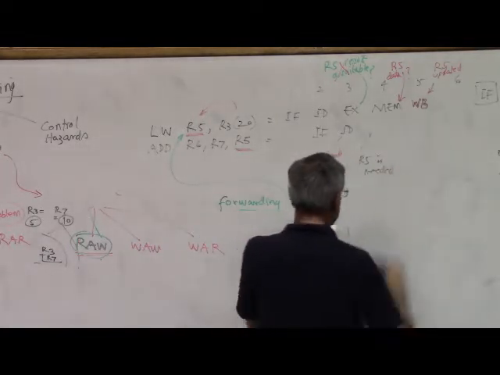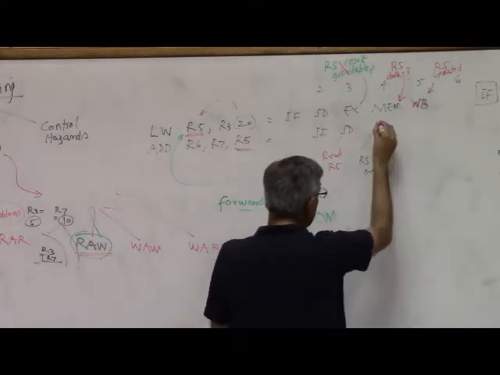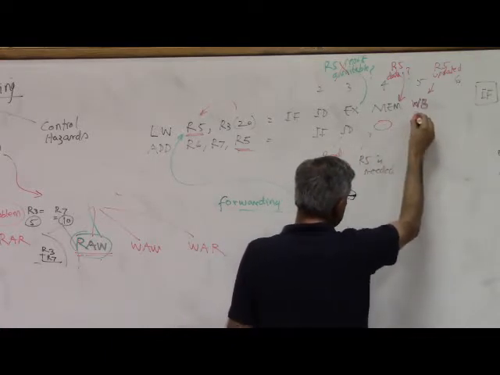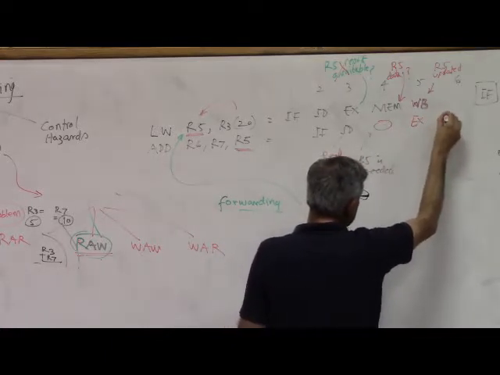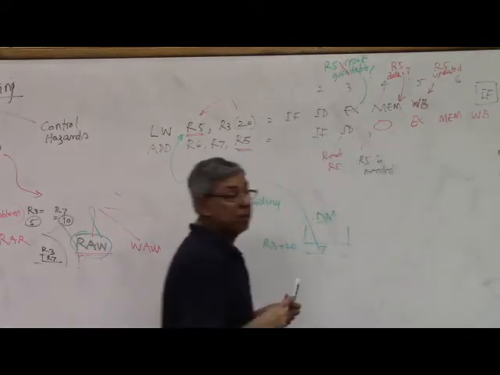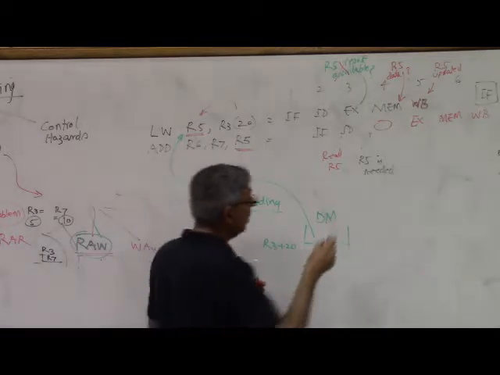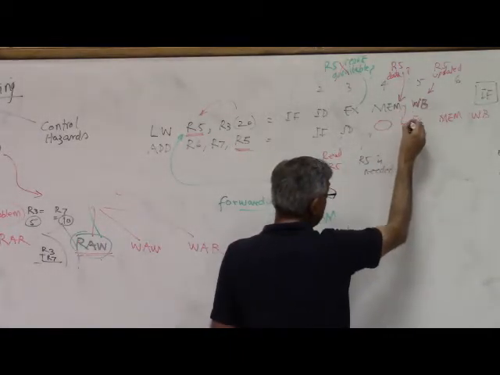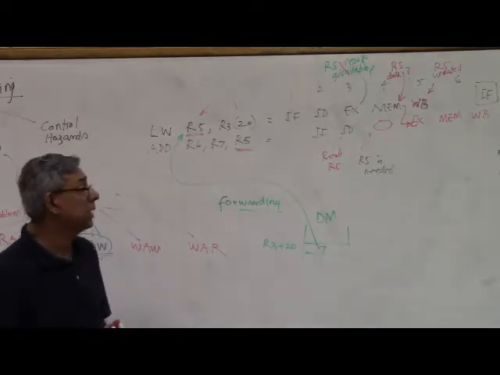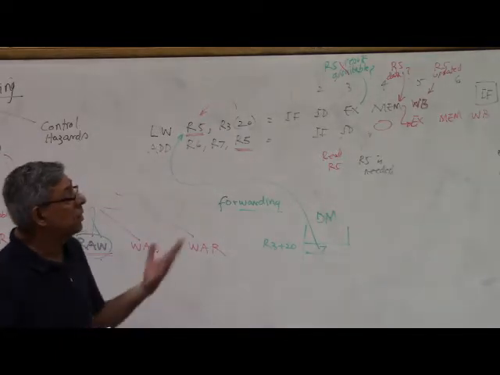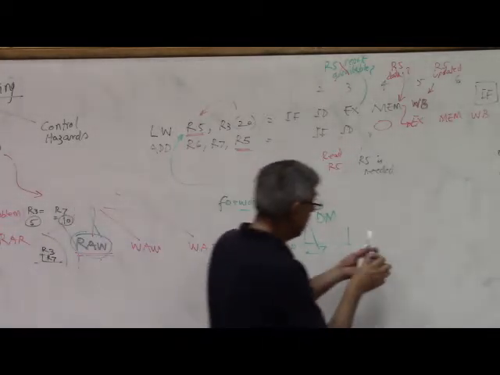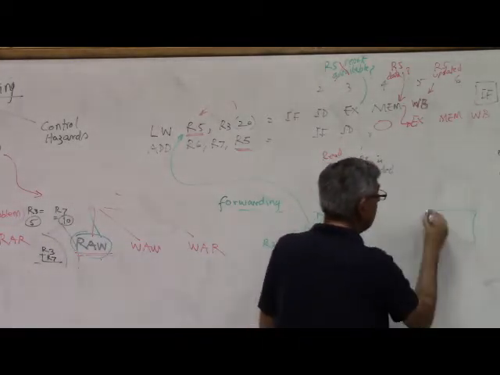So the only way we can solve this problem is to put a stall, which we indicate by a bubble. Then we repeat EX, mem, and write back. Even after we put a stall, we still have to forward the result from here to here. Otherwise, it will still produce the wrong answer. In terms of our hardware, what does that mean? If you take a look, here's our ALU.